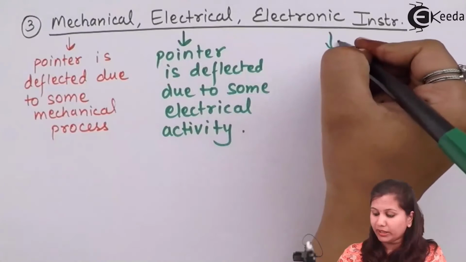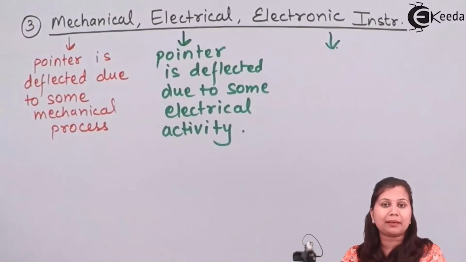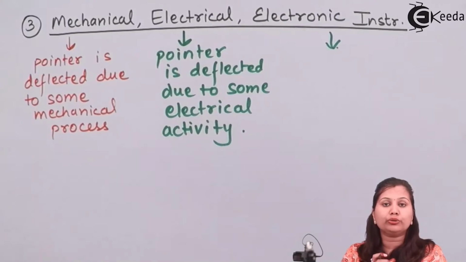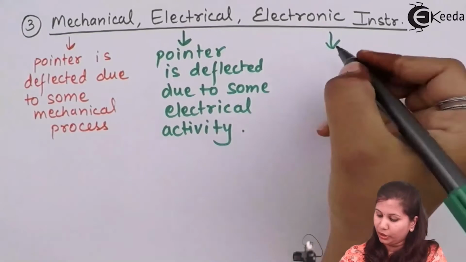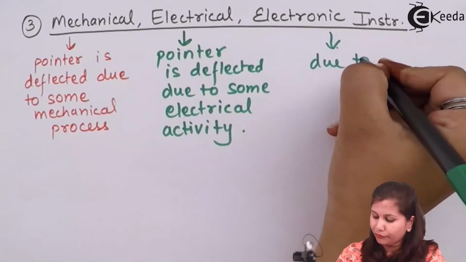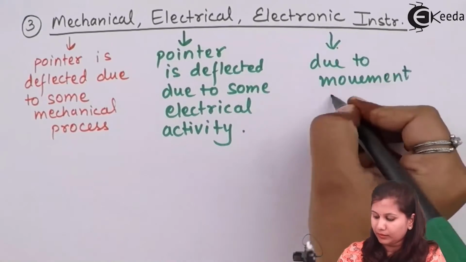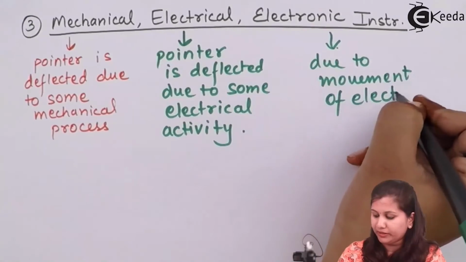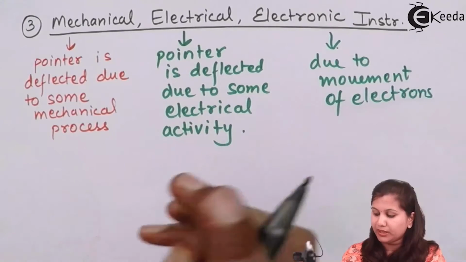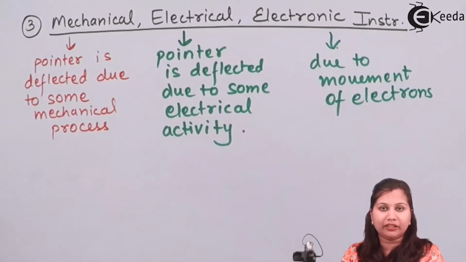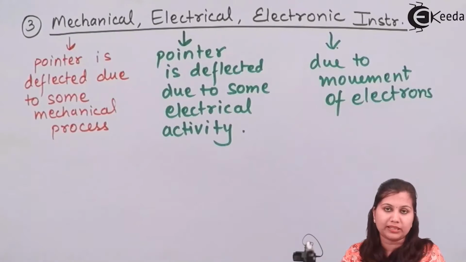In the electronic instruments, they are the semiconductor devices in which electrons are involved. So due to the movement of electrons, the pointer is moved over a scale. Due to the movement of electrons, the pointer is deflected. So here some semiconductor activity is involved, that is why these are known as electronic instruments.